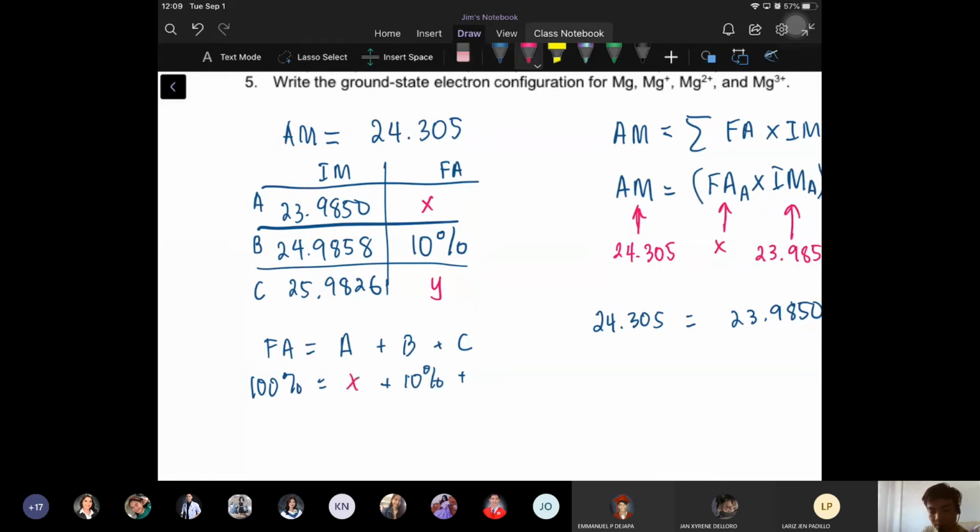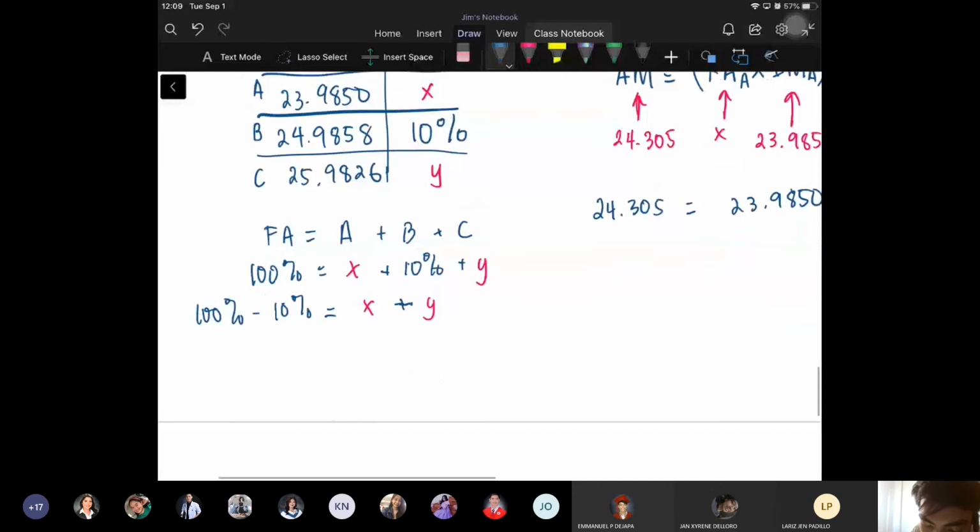Then what do I do? I will transpose 10% to the other side of the equation, giving me 100% minus 10% equals X plus Y. Okay. Then what's 100 minus 10? So that's 90%.